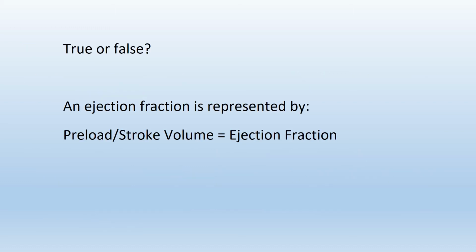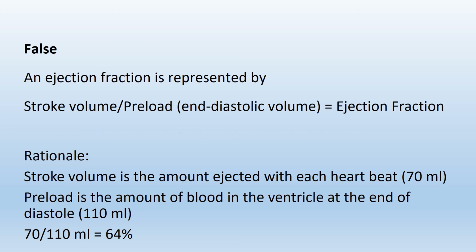An ejection fraction is represented by preload divided by stroke volume equals ejection fraction. And that is false. It's actually stroke volume divided by preload. So you want to take the stroke volume, the amount that's ejected with each heartbeat, and divide it by the amount of blood that's in the ventricle at the very end of diastole.